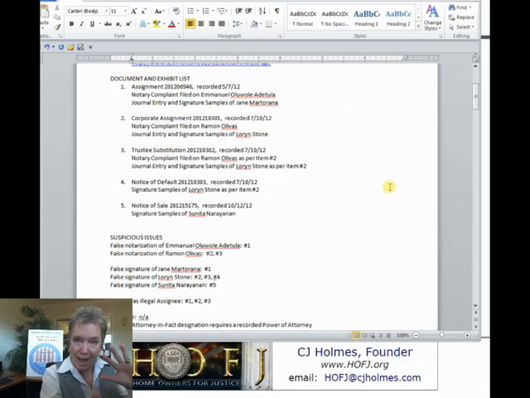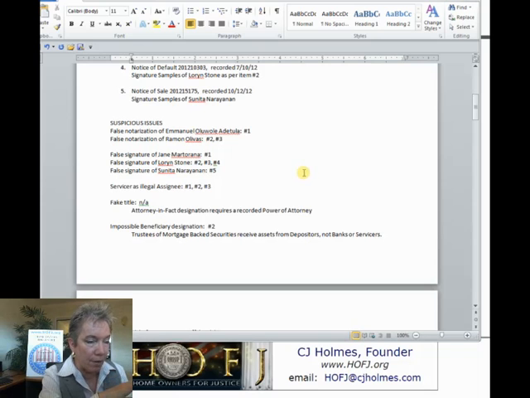Basically this package would have this document, the pages of the suspicious issues, plus the code, and then behind that, the packets of information for document exhibit items 1, 2, 3, 4, 5. And I would say probably only the original signature samples, since they've got Lauren Stone on 3 of these documents, they don't need to duplicate that.